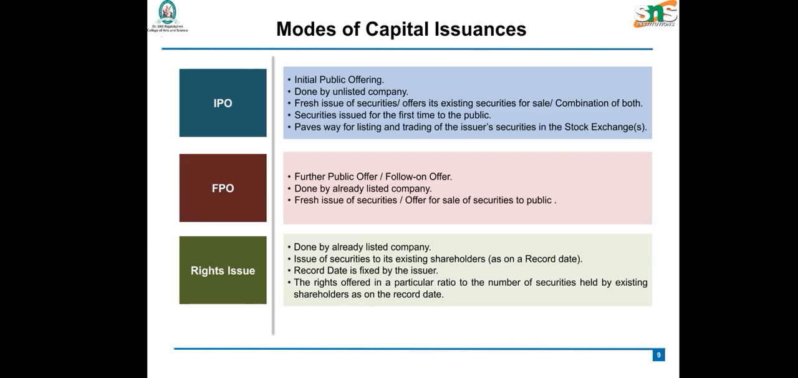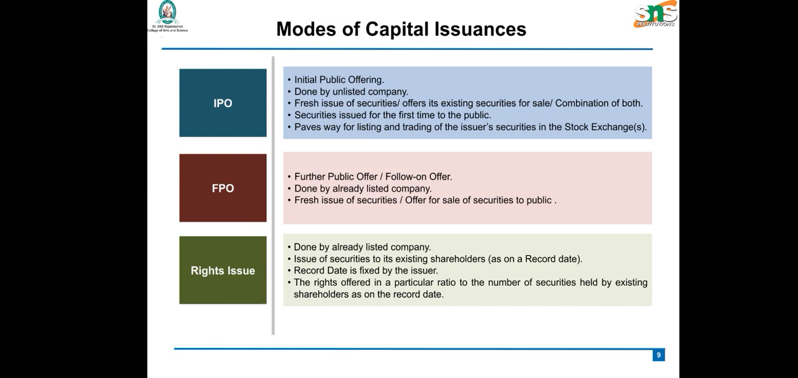Mode of capital issuance. An IPO, initial public offering, is done by an unlisted company. A fresh issue of securities will take place, or it offers its existing securities for sale, or a combination of both. Securities are issued for the first time to the public, which paves the way for listing and trading of the issuer's securities in the stock exchanges.